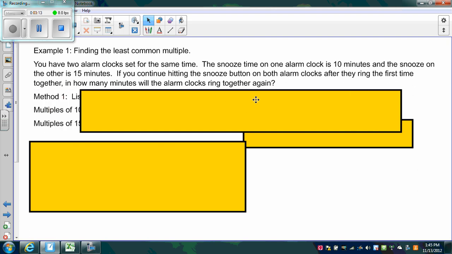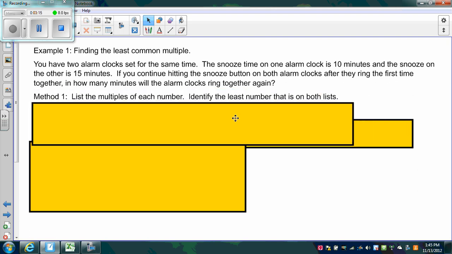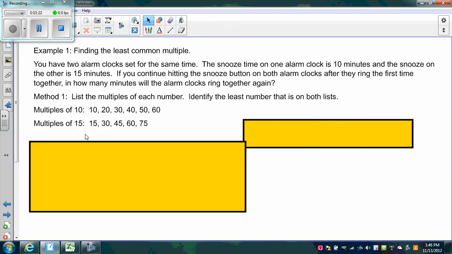So the first method is to list the multiples of each number and then identify the least number that is on both lists. So for example, like we did before, multiples of 10, because we have the 10 minutes here, and then multiples of 15 here. So we list out until we have at least one in common. So the least common number on this is 30. So we can say it would be 30 minutes before both of those alarm clocks go off together.